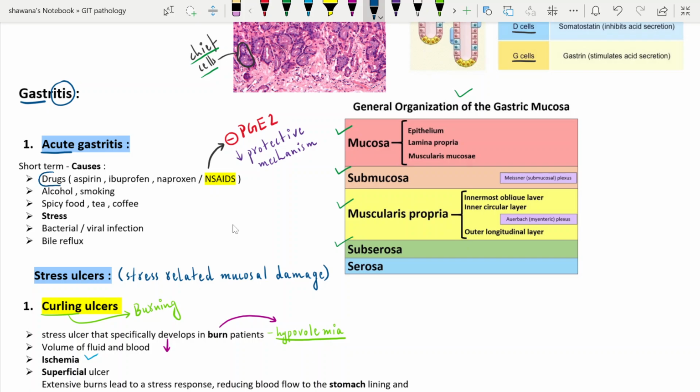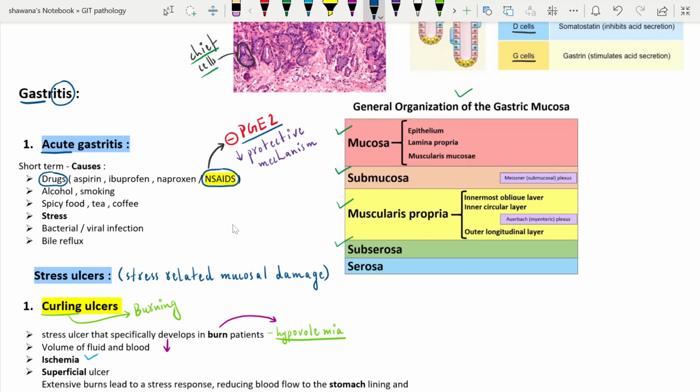How do the drugs contribute to the development of the acute gastritis as well as the chronic one? Because the drugs, for example, ibuprofen, naproxen, aspirin, and non-steroidal anti-inflammatory drugs, particularly NSAIDs, they block the production of prostaglandin E2, and as you know that prostaglandin E2 has a protective mechanism in the stomach. It protects the stomach walls from gastritis, but when we take NSAIDs, the production of PGE2 is decreased and the protective mechanism is halted.